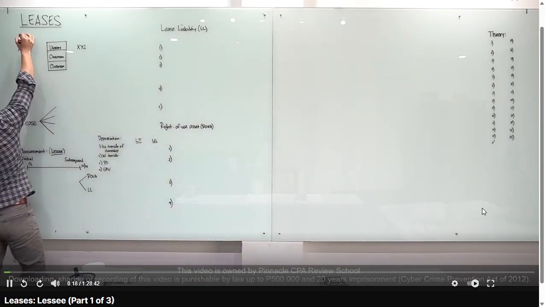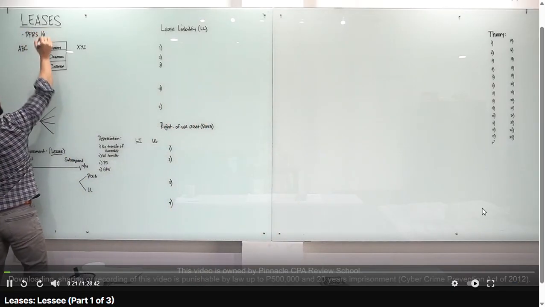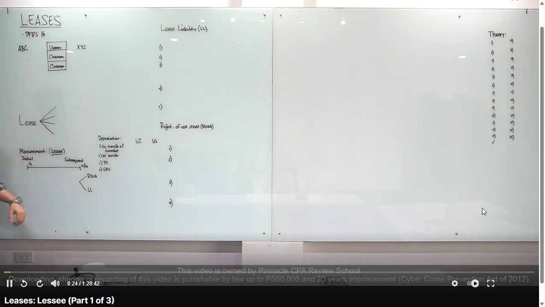Leases. This topic is under PFRS 16. Let's have an illustration. For example, we are ABC, and we plan to put up a review center for CPA examinees. We are looking for a 3-story building with an area of 1,000 square meters. Since our budget is limited, we prefer to rent instead of buying a building, because when we rent, we pay monthly, but if we buy a building, it requires a one-time payment.